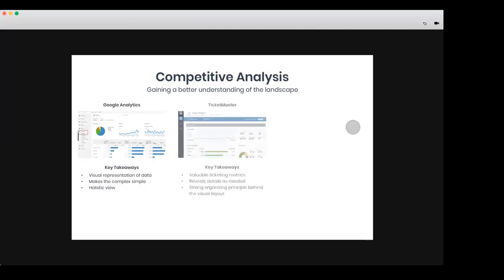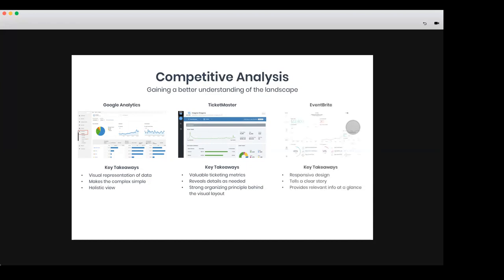The second competitor we looked at was Ticketmaster. Because they are in the ticketing industry, it was helpful to get an initial idea of the types of ticketing metrics that we should surface in our solution. Similar to Google Analytics, they also keep their content simple by revealing details only as needed. And it's clear that they have a strong organizing principle behind their visual layout. Breaking out their data into visually separate sections helps direct the user's eye.